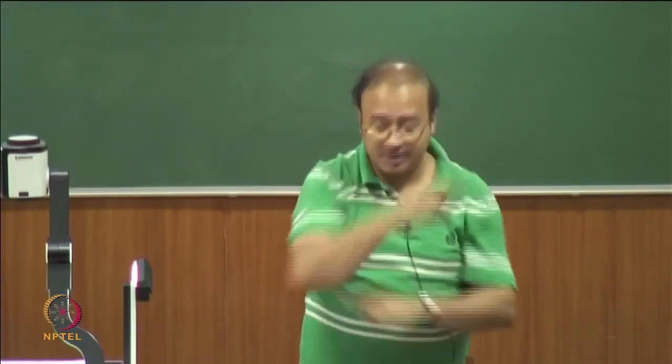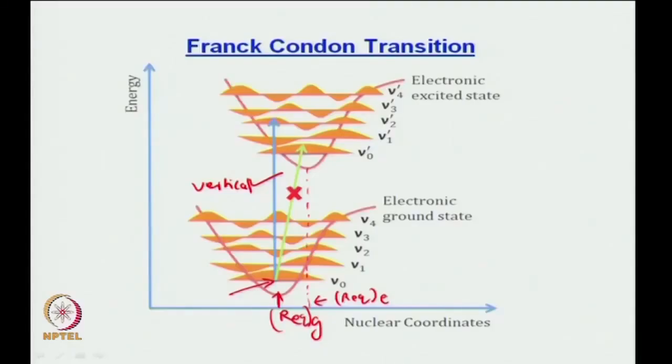Now, because it has shifted, when you do a vertical transition, where is the maximum overlap occurring? In the ground state, it is V equal to 0. With which state is it overlapping maximum? The third one, which is V2, right? So, you can see the vibrational overlap which is the maximum, which is going to give you the maximum intensity, is the transition from 0 to 2, where 0 is the V0 of the ground electronic state, and 2 is the vibration level with quantum number 2 of the excited electronic state.